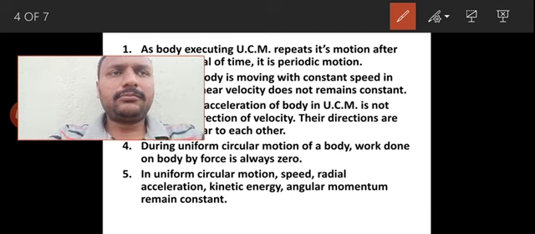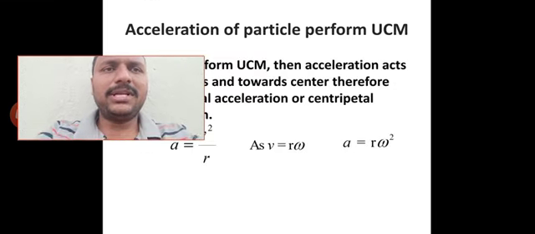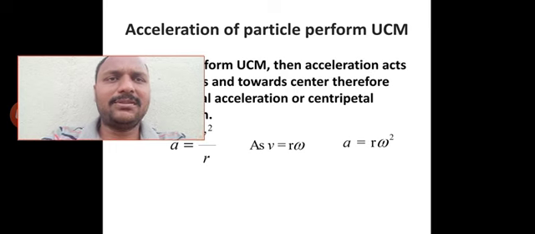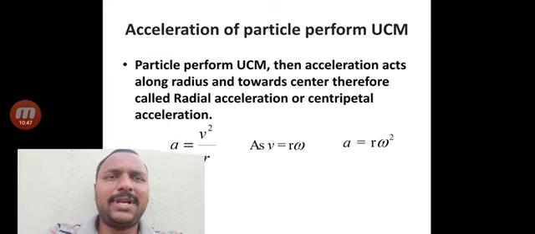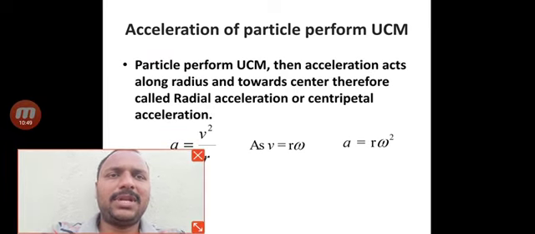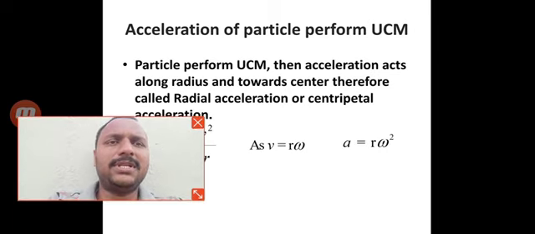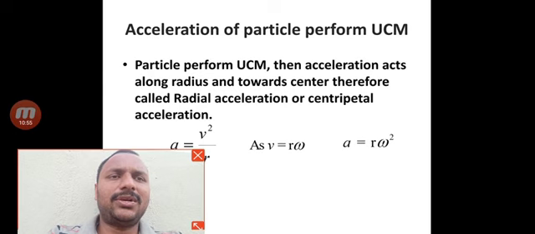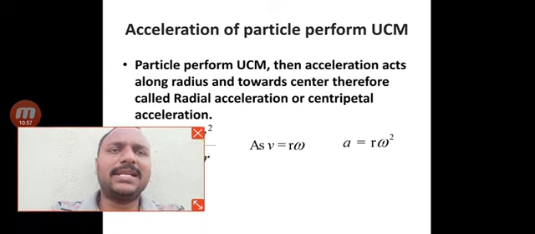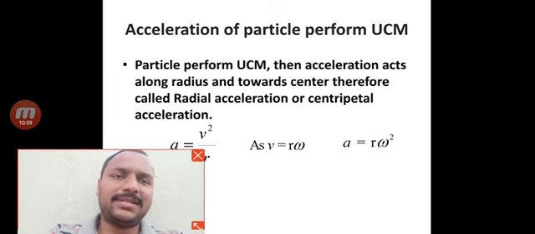Then after that, let us quickly revise the formula of centripetal acceleration. The first formula is, when a particle performs UCM, then acceleration acts along the radius toward the center, therefore it is called a radial acceleration, centripetal acceleration.